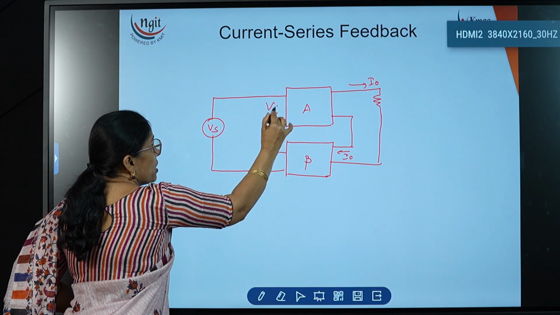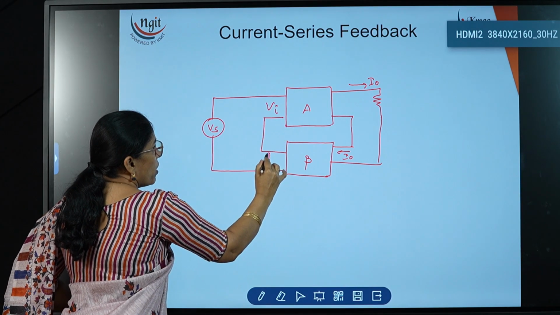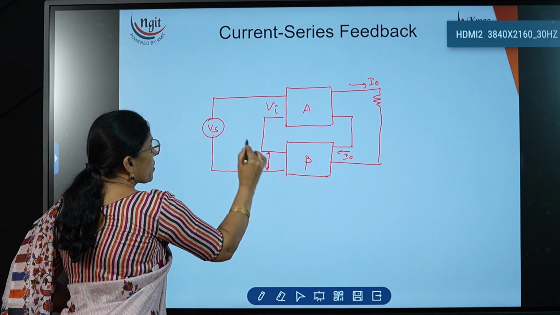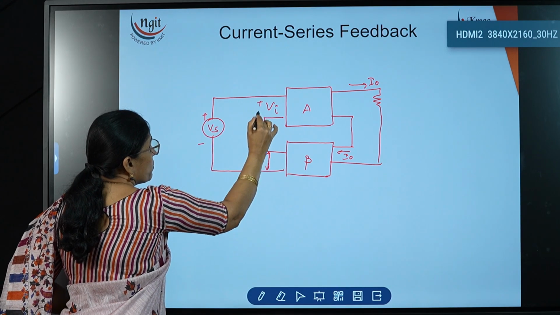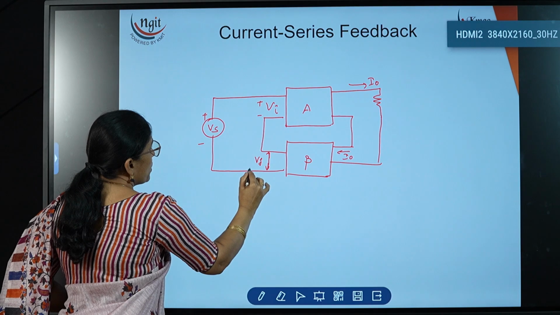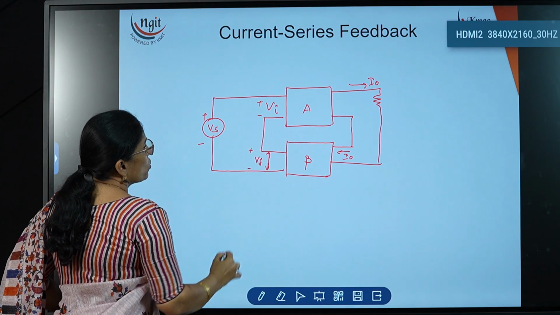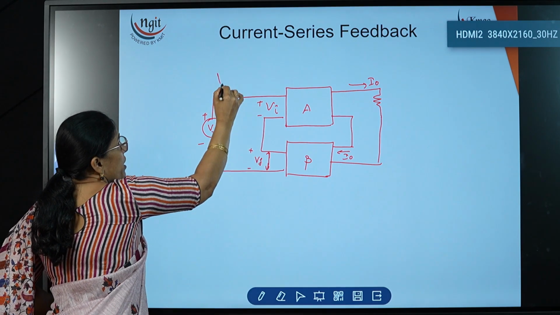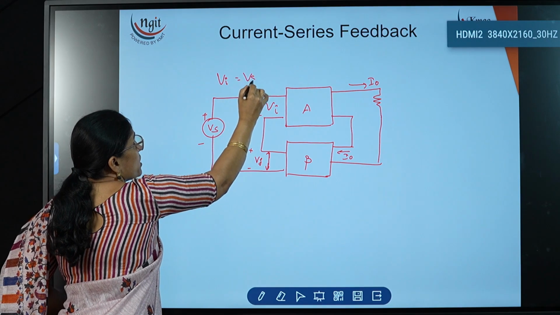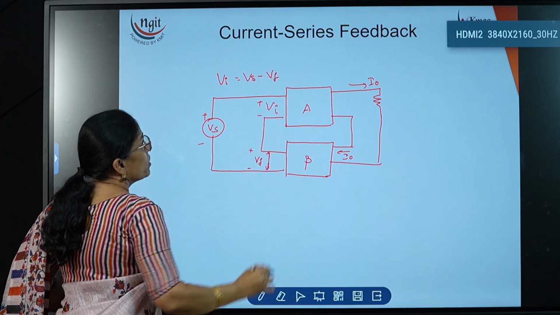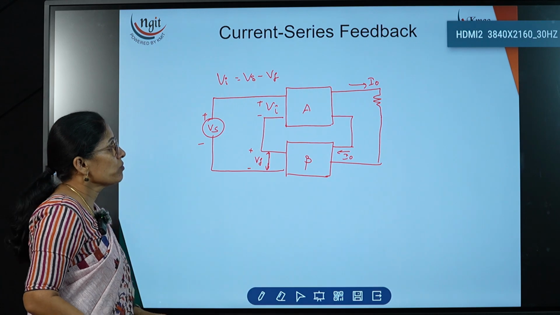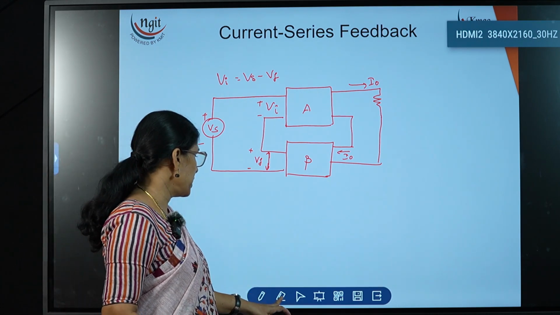This is Vs, Vi and Vf. So plus minus, now here it is minus plus. So negative feedback we applied. So Vi is equal to Vs minus Vf and output is current. So this is about the current series.